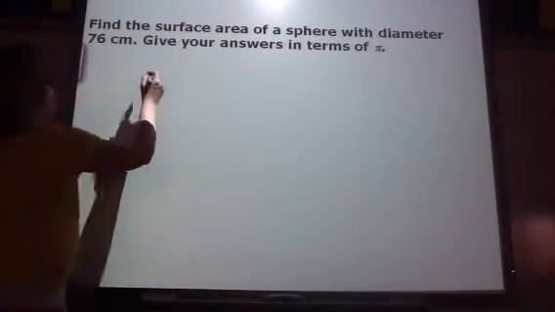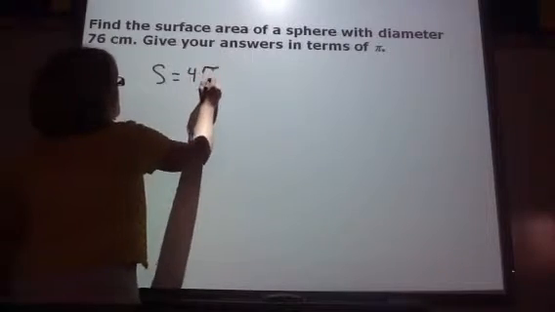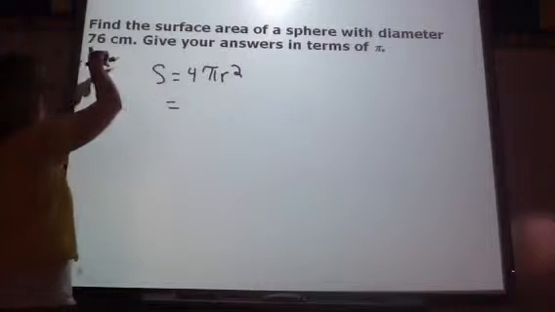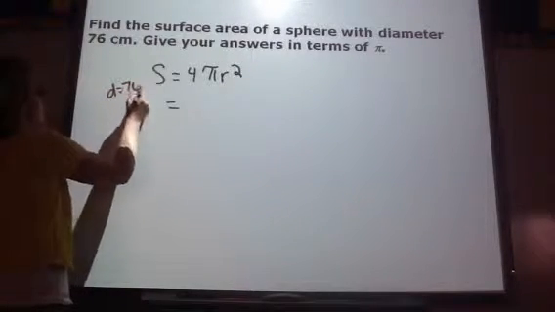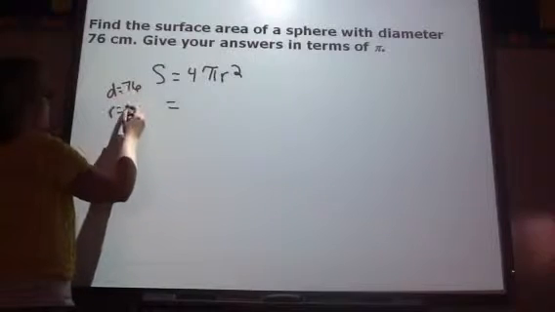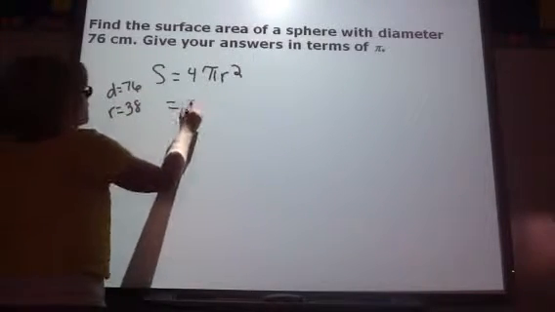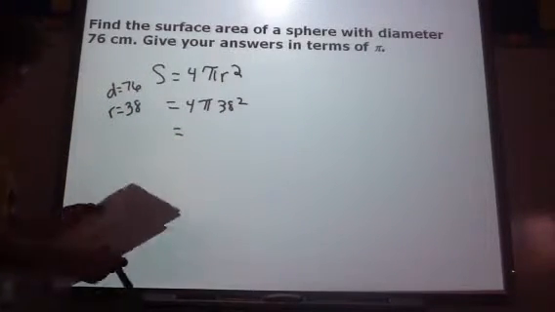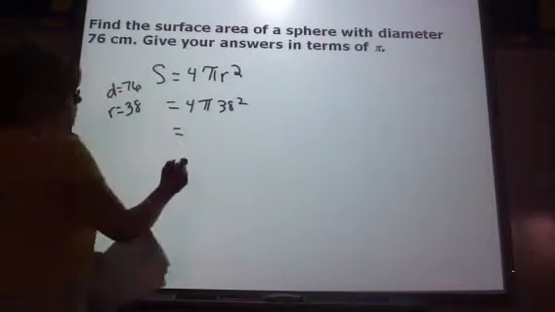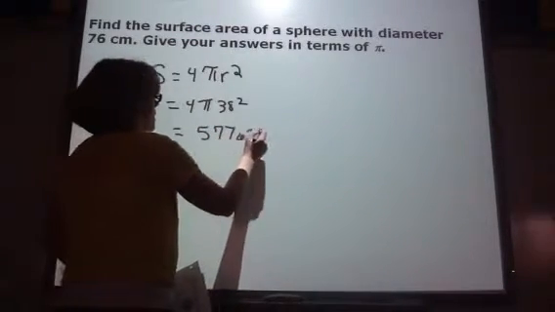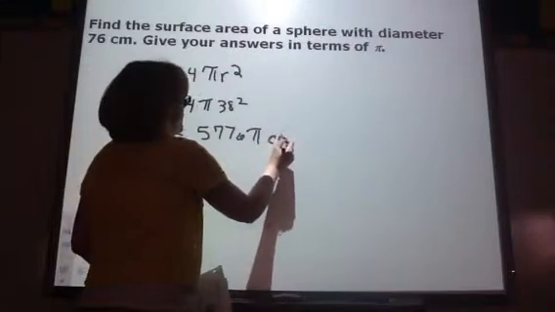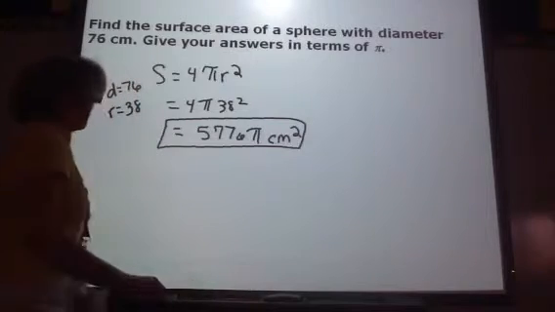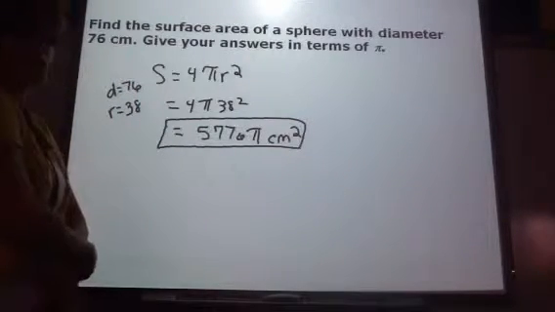Now let's apply this. So we have surface area, which is 4 pi r squared, and we need to find surface area. Well, the diameter is given, so the radius is half of that, which would be, what, 38? So 4 pi 38 squared. They want you to leave it in terms of pi. So our answer is going to be 5,776 pi centimeters squared. Remember, we are talking about surface area, so we are talking about square units, not cubic units.